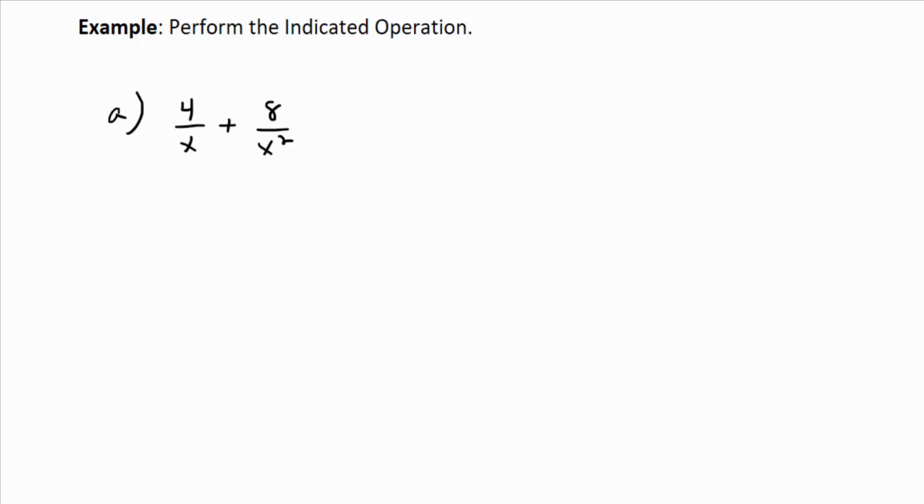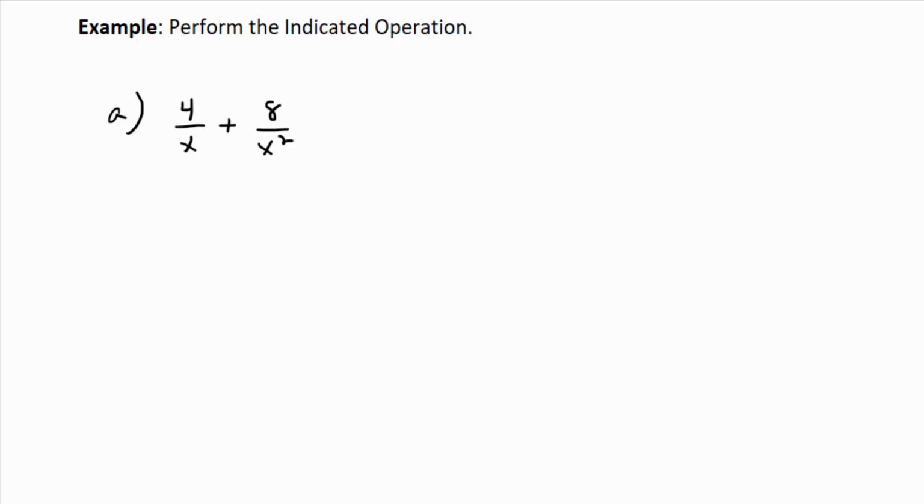Part A, 4 divided by x plus 8 divided by x squared. What's different here? We do not have like denominators, and we don't have a real easy way like we did in the last problem to get them alike. I mean, it's not too hard, but it's different. The way we're going to get common denominators here is different than what we did in the last problem.